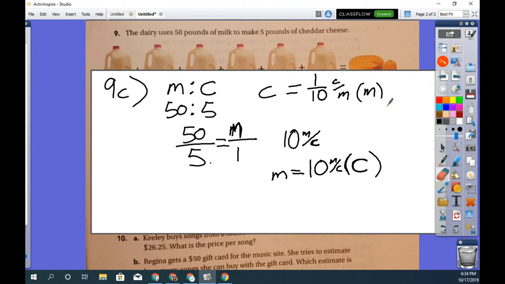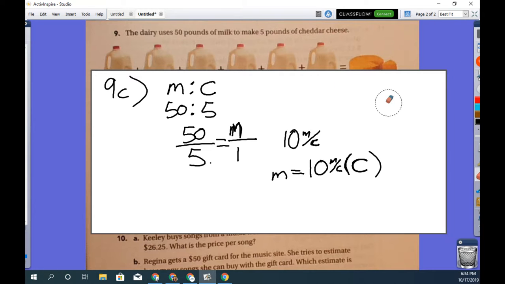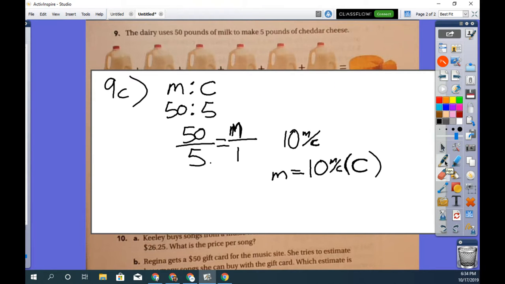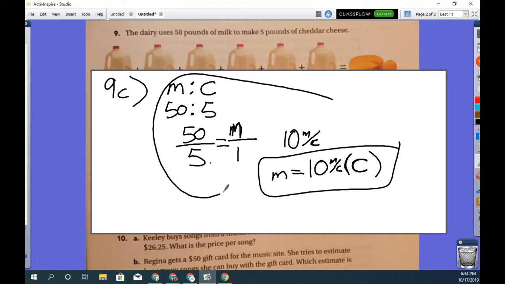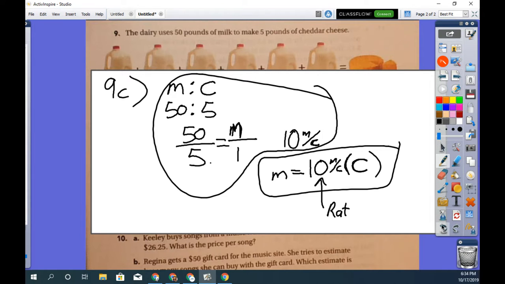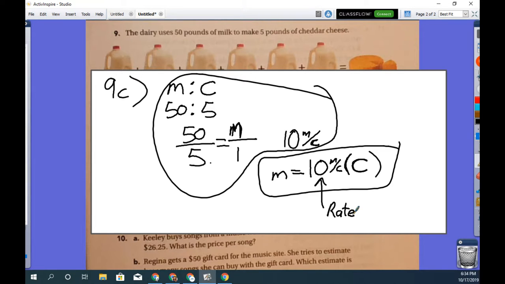So if your student has this work as their answer, that is fantastic. This is the equation we're looking for. This is the work that gets us to that equation. And this right here is our rate, or also known as our constant of proportionality. It's a more complicated way of saying that we're keeping things proportional at a constant rate for the entire spread of possible inputs. So that is 9C. Last part of 9 is line 9D.